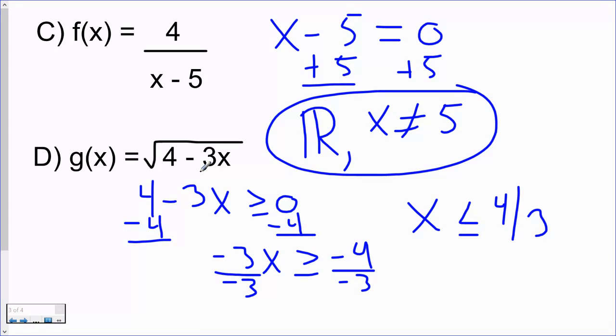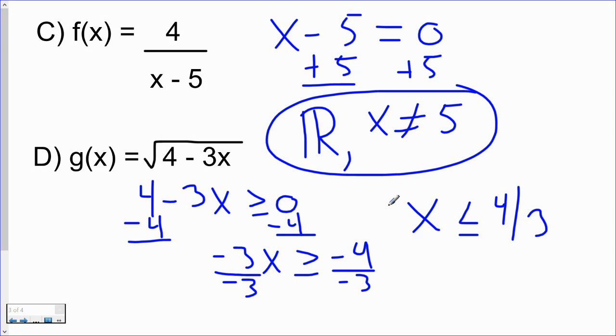That means that any x value, as long as it's smaller than 4/3 or 1 1/3 or 1.3 repeating, it's okay. But if it's anything bigger than that, it would not work. So, for example, how about 2? 0 is okay because 0 is less than 4/3.